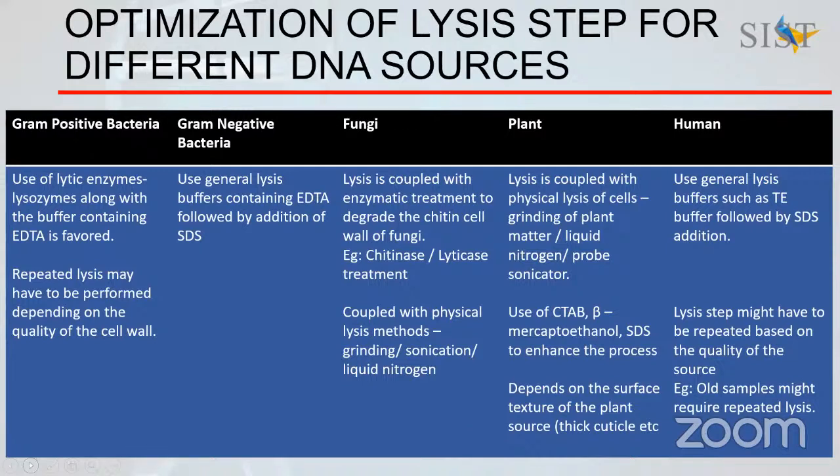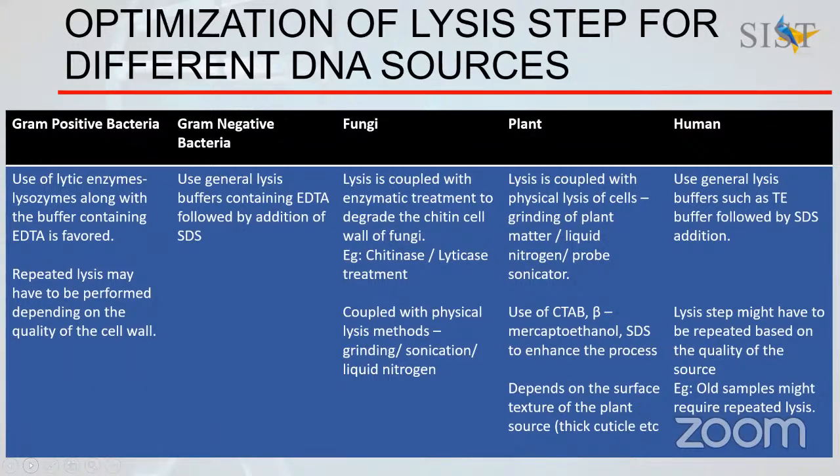And in the case of plant, we normally go with a physical lysis first, where we crush the plant leaves or the plant tissue, or it could be root or leaves, all right? So whatever the plant source is, we first grind it so that it is obtained in a concentrate form, and then further we can use that concentrate to pellet down the cellular contents.